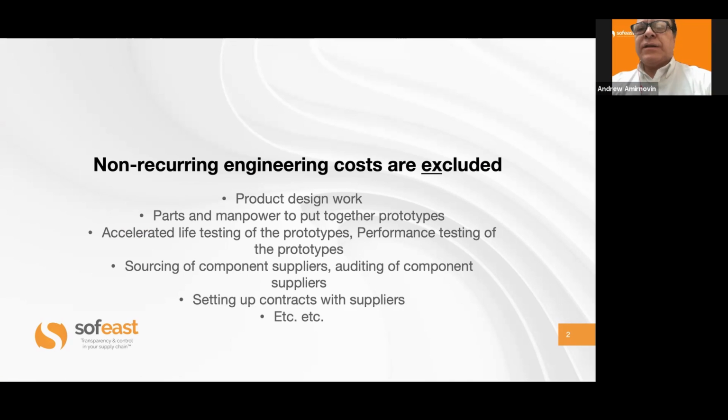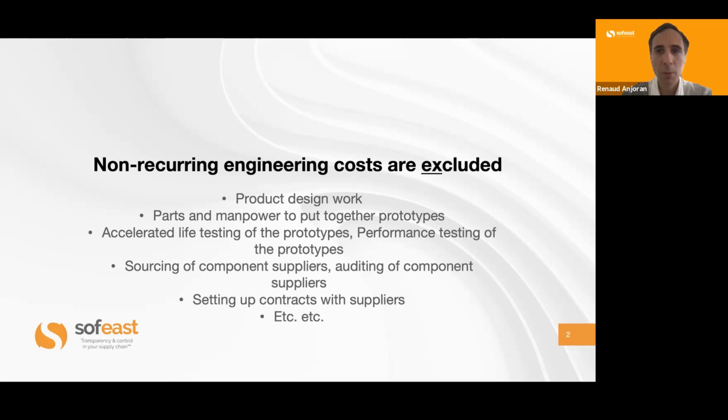Yeah, I agree, Renaud. Well, as far as the non-recurring engineering cost, these are just examples of what is basically excluded from unit cost. For example, product design work, parts and manpower, accelerated life testing, some of the reliability tests that are done on the product, sourcing of the components and setting up contracts with suppliers, etc.